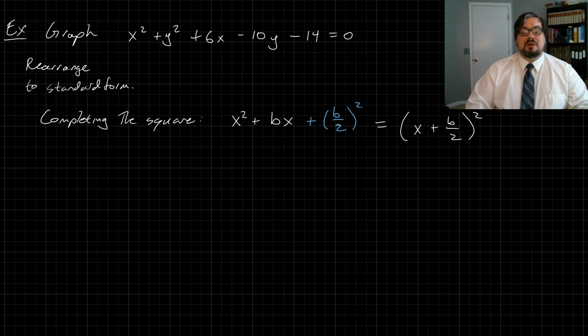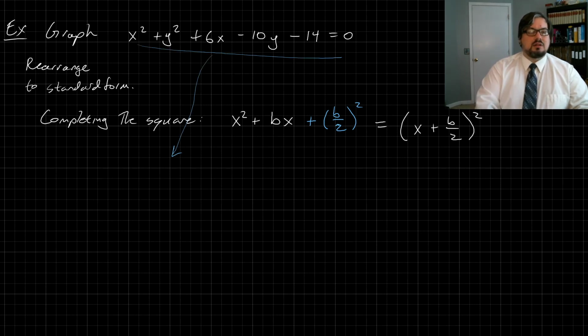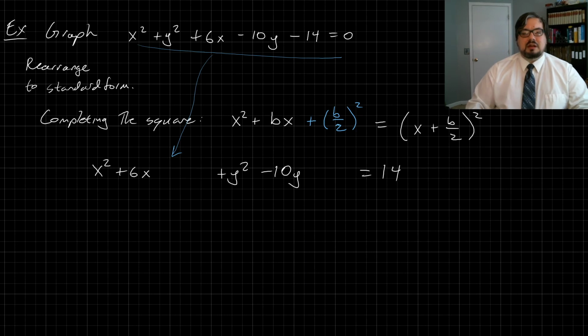So the way that we're going to use that in this equation is the following. We're going to take our general equation here, and we're going to start off by rearranging it so that all the x terms are together, all the y terms are together, and we've moved the constant term to the other side. So first step is we do all this. We've added 14 to both sides, and we've grouped the x's together and the y's together, and you'll notice I've also left a little bit of space after the x term and the y term.